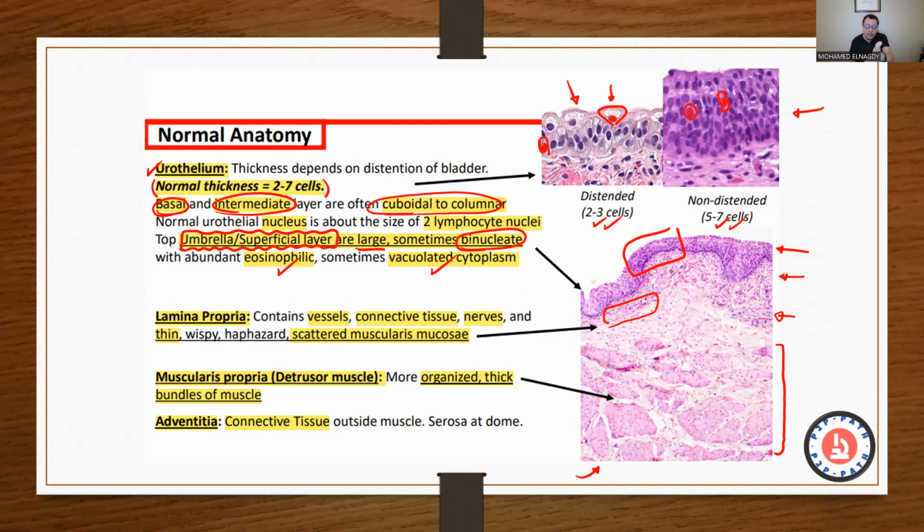Then you have the lamina propria. The lamina propria is the layer of connective tissue. The connective tissue always contains blood vessels, nerves, blood supply, nerve supply, lymphatic vessels, and connective tissue elements.